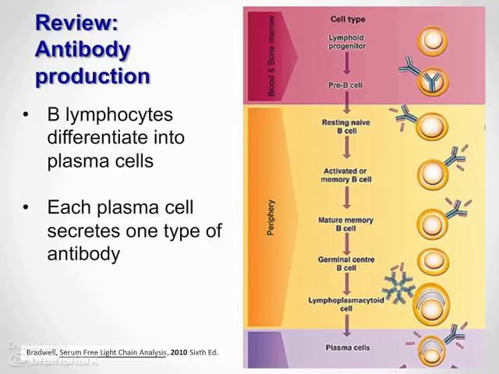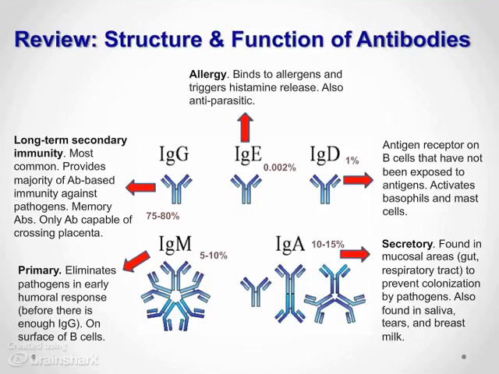You will recall that B lymphocytes mature into activated plasma cells. Plasma cells secrete antibodies, 1 type per plasma cell. A person needs a wide variety of plasma cells and antibodies to mount successful immune responses. There are 5 types of antibodies. IgE, the least common, is involved in the allergic response. IgD activates basophils and mast cells in innate immunity.